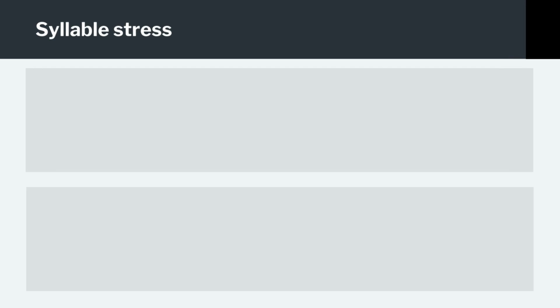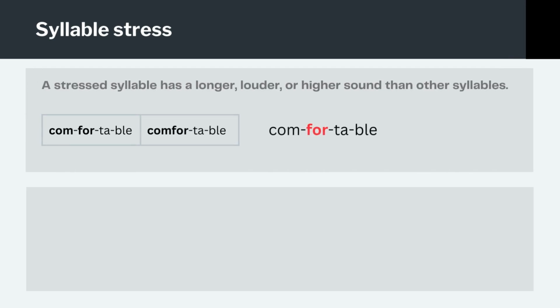Now let's talk about syllable stress. A stressed syllable has a longer, louder, or higher sound than other syllables. The syllable stress will make a difference in how the word sounds. The bold parts are the stressed syllables. Let me try saying one of those words with the wrong stress and see if you can hear the difference. Comfortable, comfortable. Do you hear the difference?